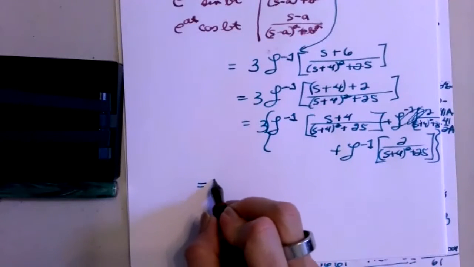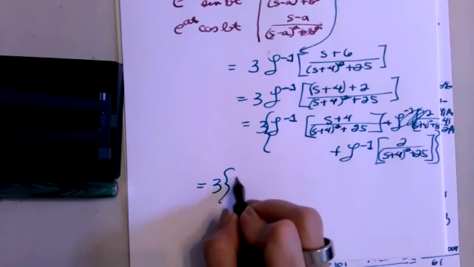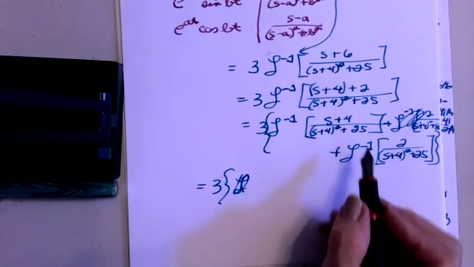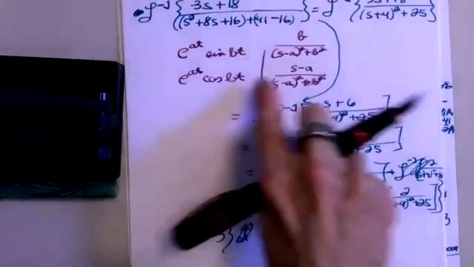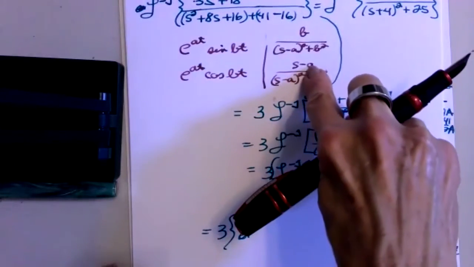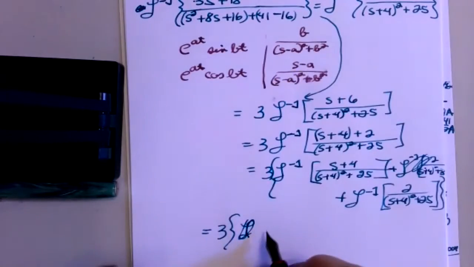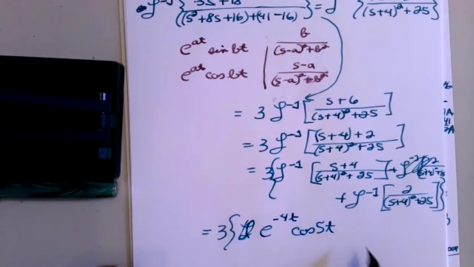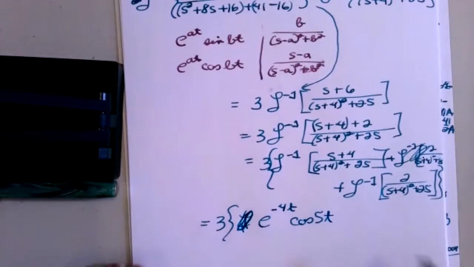Okay. So now we are to 3 times L inverse. L inverse of this one, you can look up. It's using this term right here. You have a is -4. So this one becomes e to the -4t times cosine of 5t. Okay, so that one's okay.